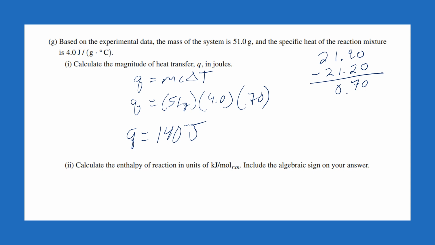For this process. Now for part II, we want to find the enthalpy of reaction in kilojoules per mole reaction, and we want to include the algebraic sign. So they kind of led us to this question. They told us to find out if it was endo or exothermic. We already said it was exothermic, so it needs to be negative. But from here, we need to convert joules to kilojoules. So that will be 0.140 kilojoules.